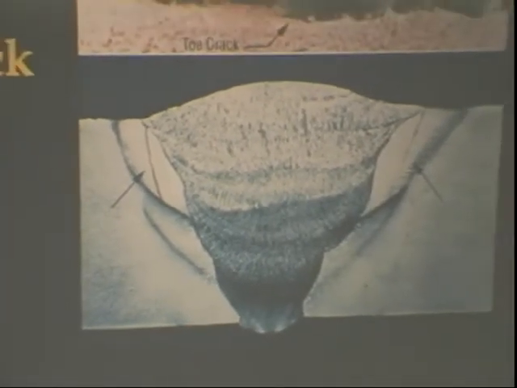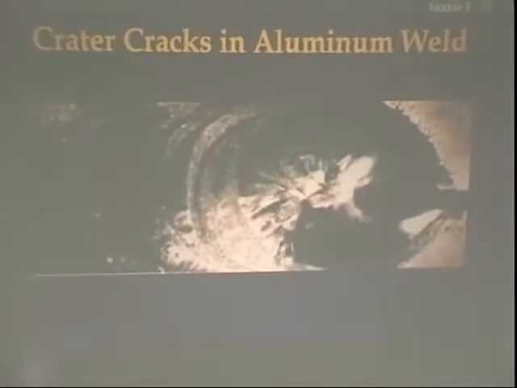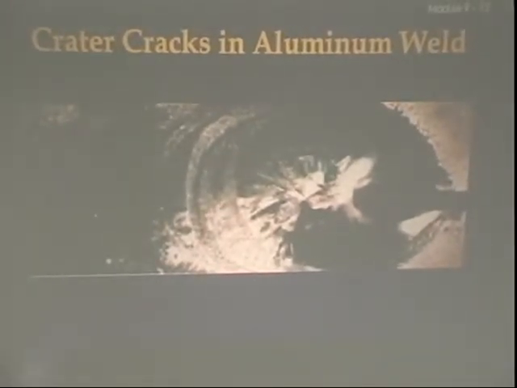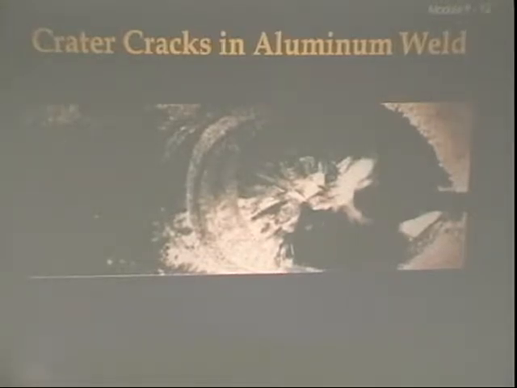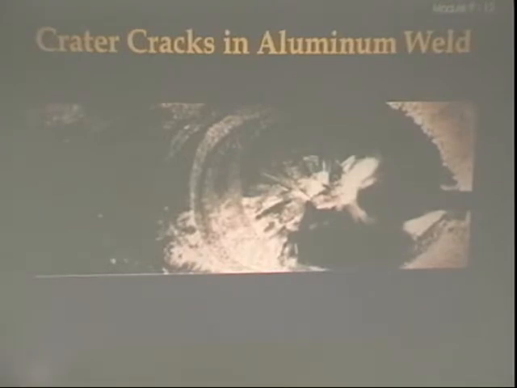Read about those. And then we have crater cracks. Now this is a crater crack, also known as a star crack, and this is on page 9.6 in your textbook. And it says crater cracks occur at the termination point of individual weld passes. Read about crater cracks and how they're formed.